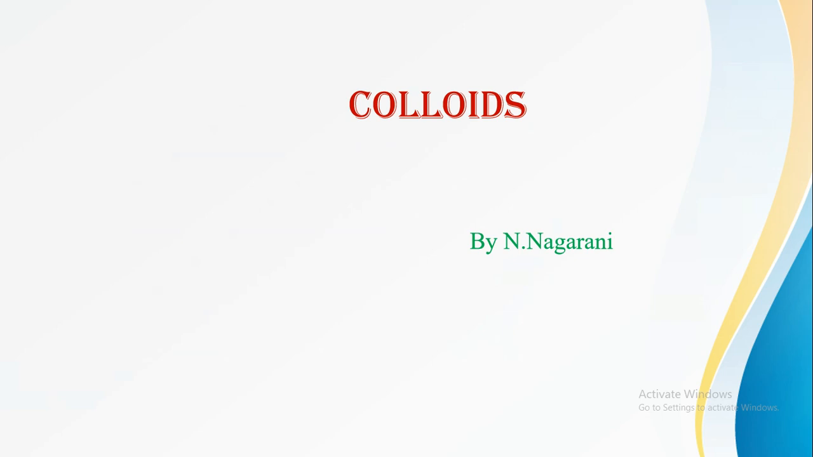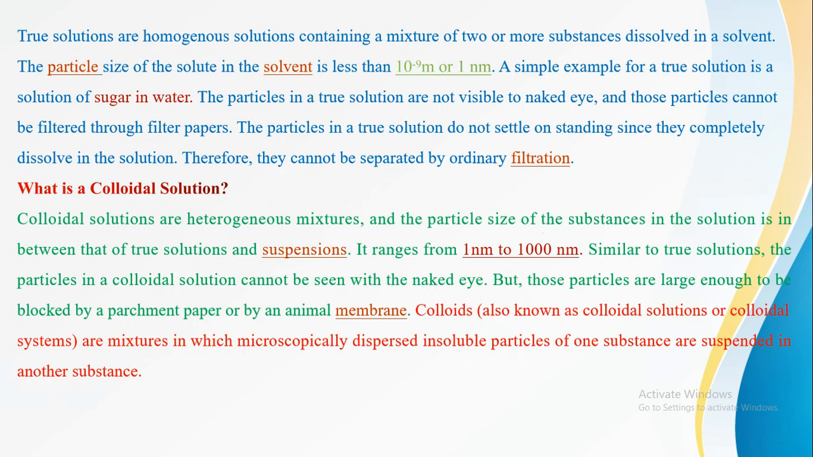In this video, we are going to talk about colloids and the classification of colloids based on various factors. Before discussing colloids, we have to know what a true solution is. A true solution generally consists of two components, called solute and solvent. Generally, the solute is dissolved in the solvent to prepare a true solution.